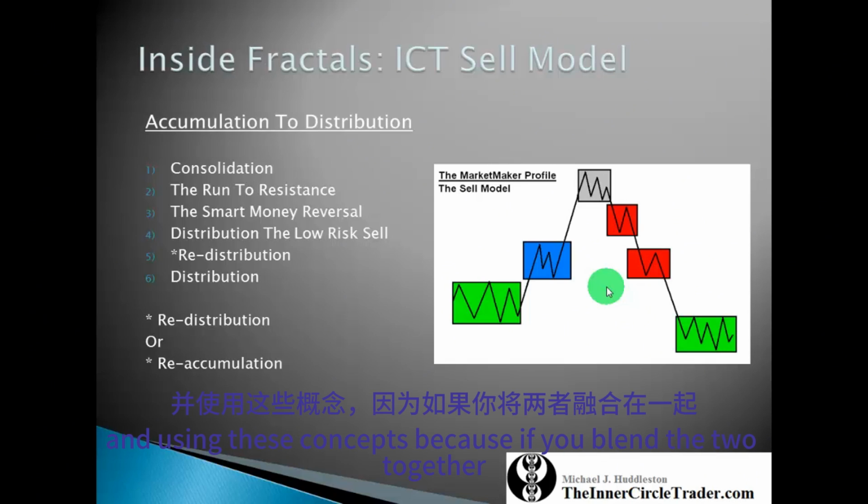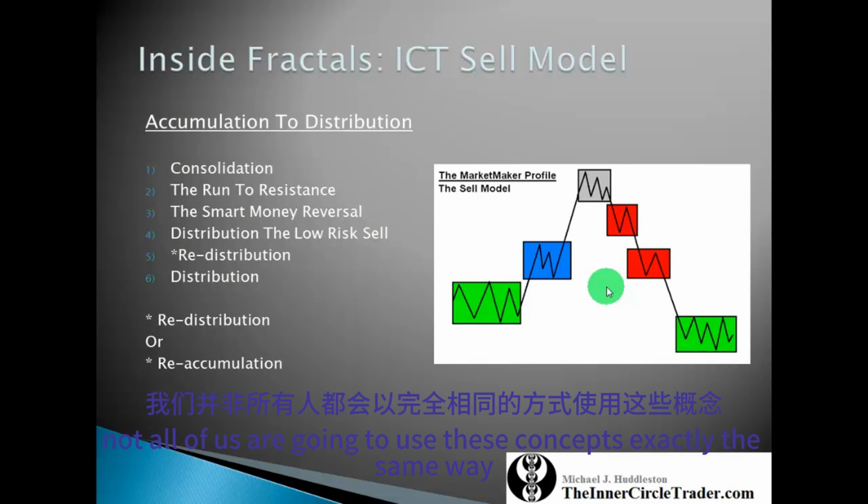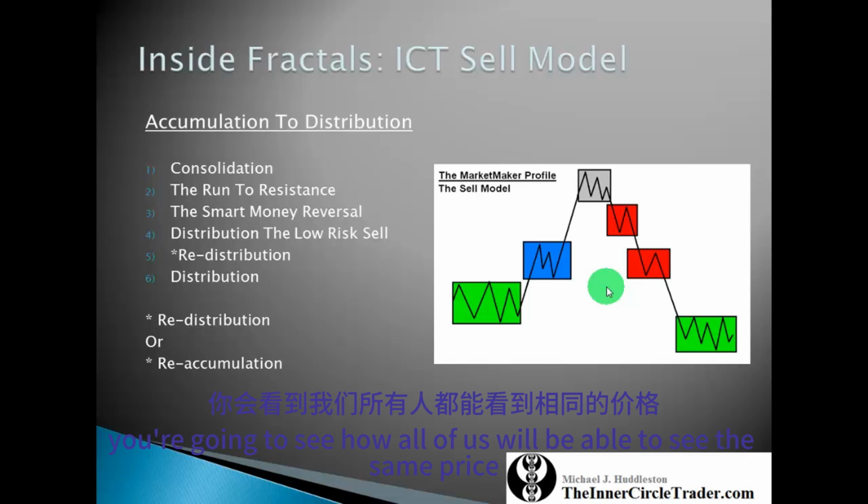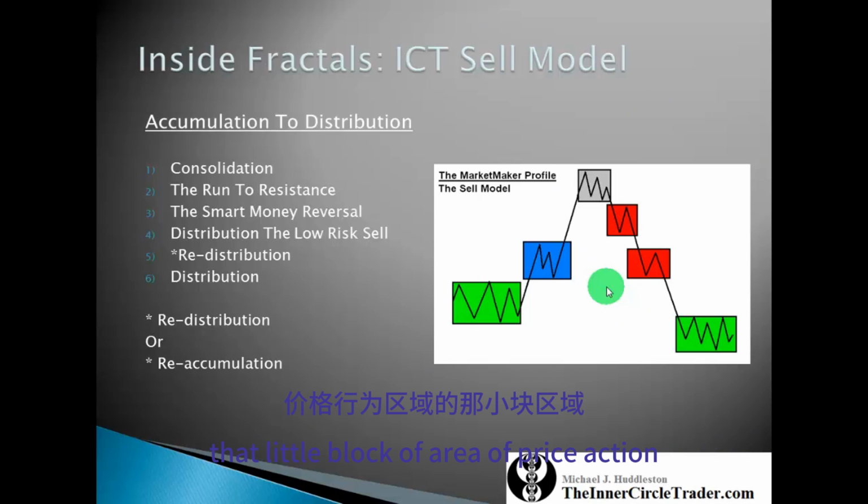Because if you blend the two together, not all of us are going to use these concepts exactly the same way. They're not. And when you see later on in this video the examples of the fractal patterns that are available, you're going to see how all of us will be able to see the same price chart, same sample size, and see different trades within that same context of price action. That little block of price action that we're going to look at later on is going to be a plethora of opportunities using both a buy and sell model, and neither one being wrong.